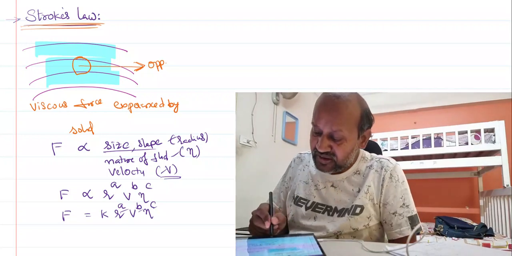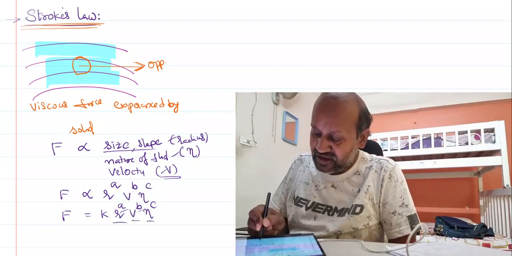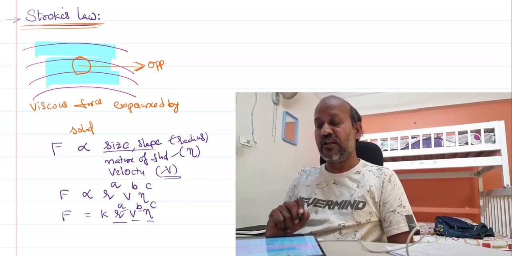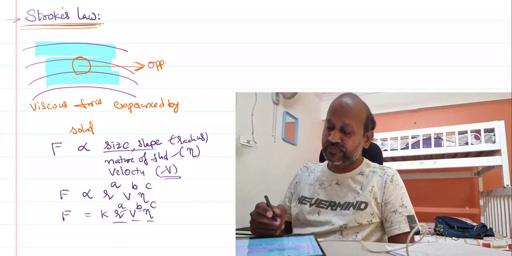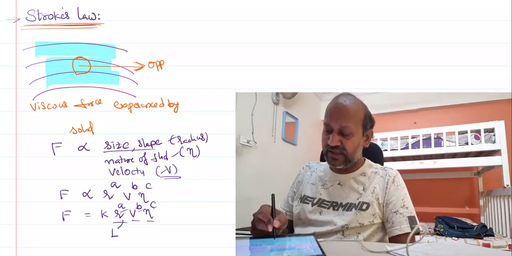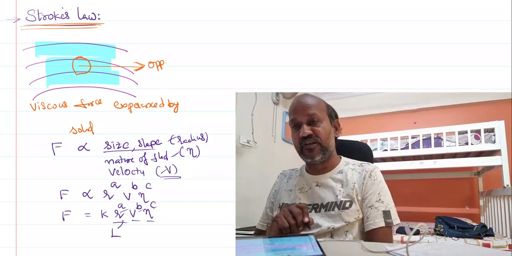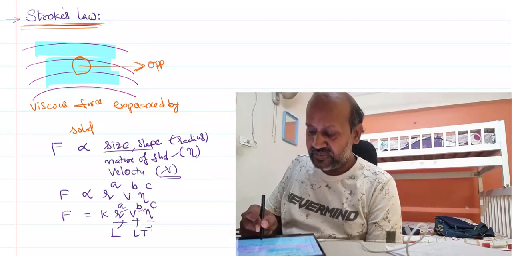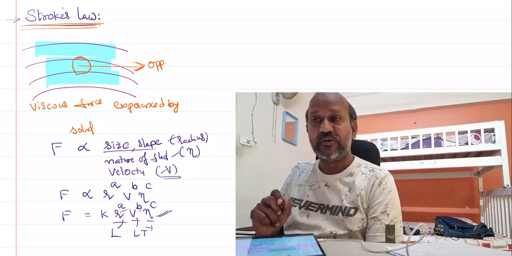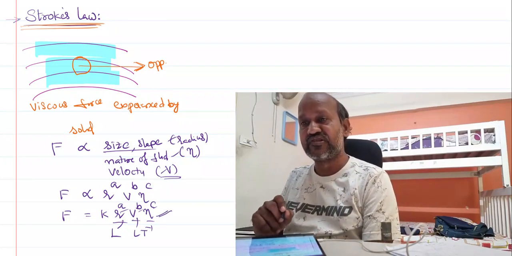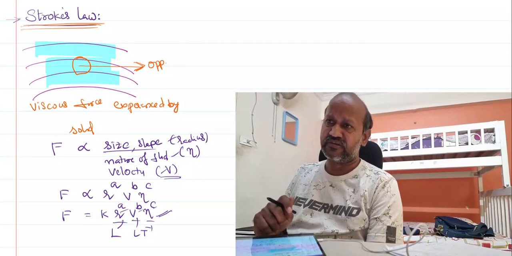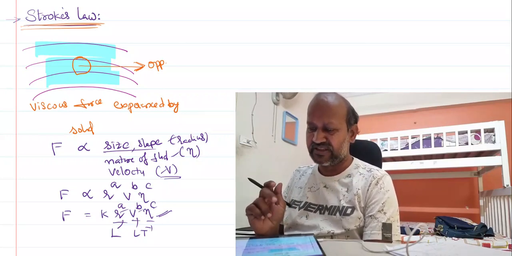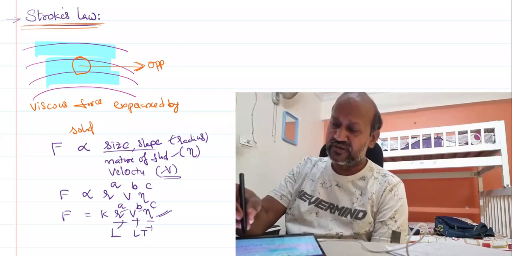Before that, I need to know the dimensions of radius, velocity, and coefficient of viscosity. Let me find that out first for you. Radius is nothing but length, so it has a dimension of only length, L. Velocity is the rate of change of displacement, with dimension L T^-1. I don't know whether you remember the coefficient of viscosity, so I will just derive that for you quickly. If you know that, you can skip this part. So what is that coefficient of viscosity?